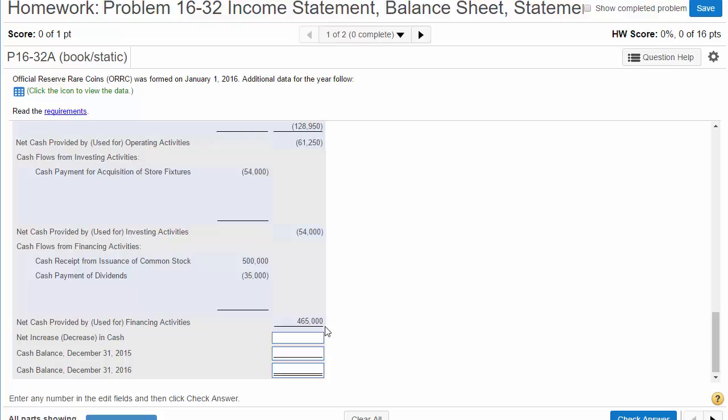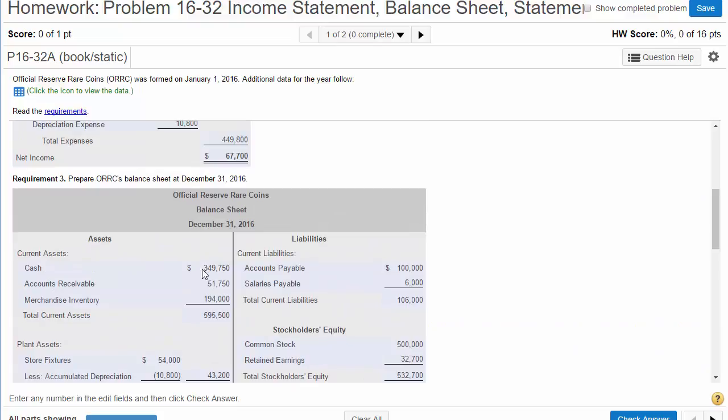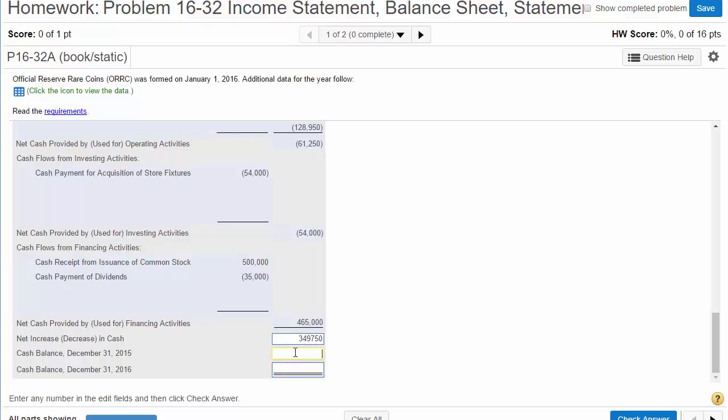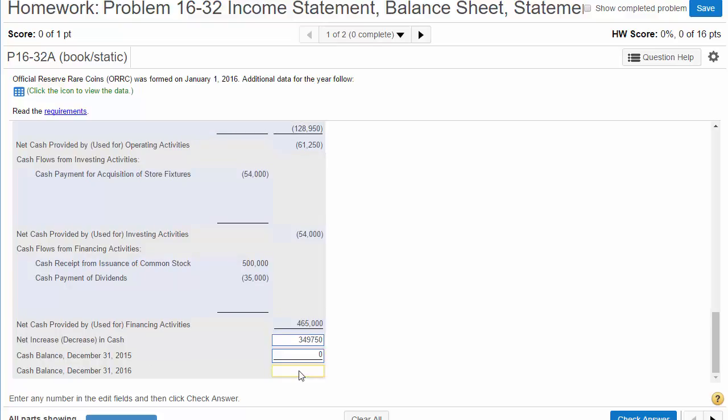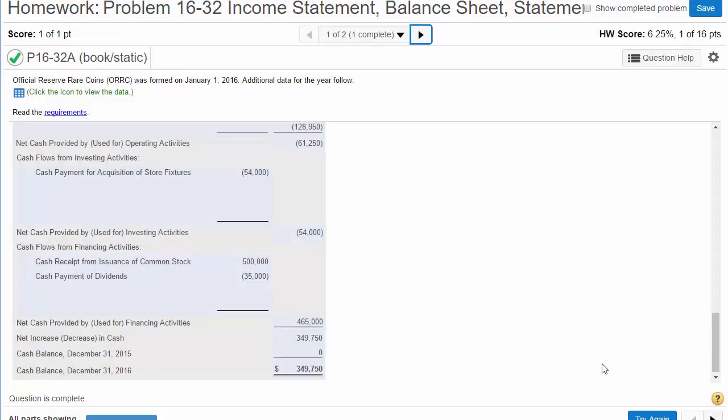So now we're ready for our net increase in cash. So remember, we ended with cash of $349,750, and since we're a brand new company, that means we started with zero. So cash increased by $349,750. And our beginning balance was zero, and their ending balance was that same $349,750. There. We're done with our monster problem.